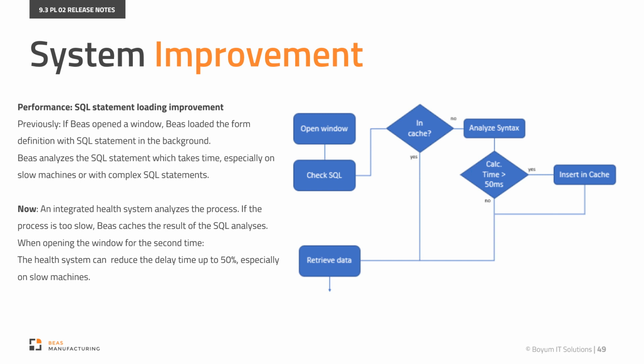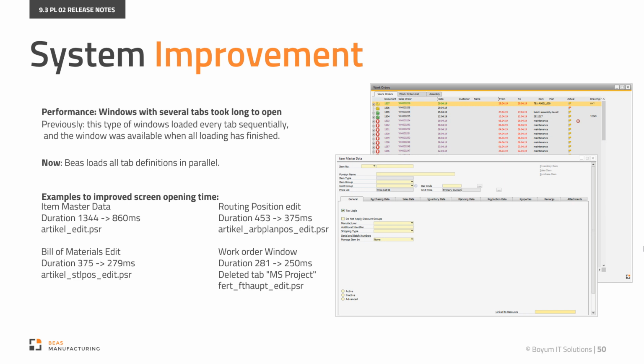Performance issues before included long delay in loading windows with several tabs. This type of windows used to load every tab sequentially, and the window was available when all loading has finished. Now, Beas loads all tab definitions in parallel. Let's look at the figures and see how the screen opening time has improved for some windows.